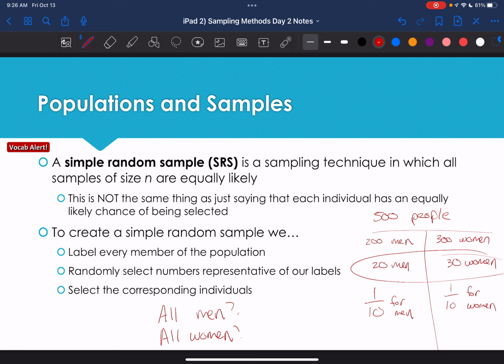To create a simple random sample though, and this is why it's called simple, it's the simplest one to make. Label every member, randomly select them, and those individuals are in your group. That's all you do. The random selection can happen a few ways. You can use a random number generator. You could use a random number table, which is stupid, but sometimes you have to do that for AP stats. You could draw names out of a hat.